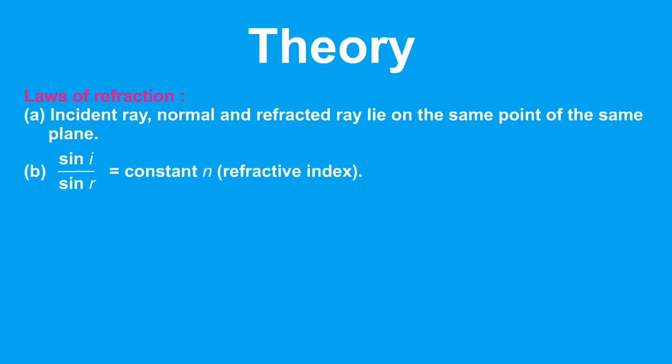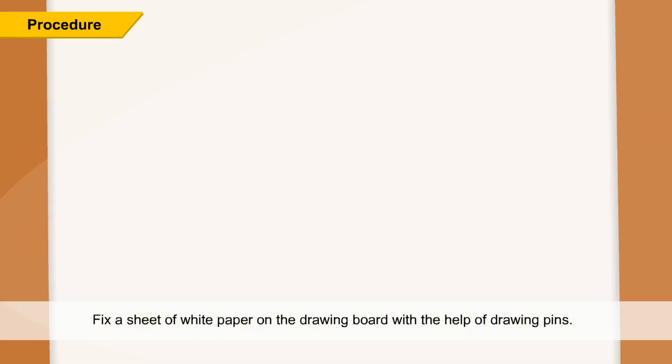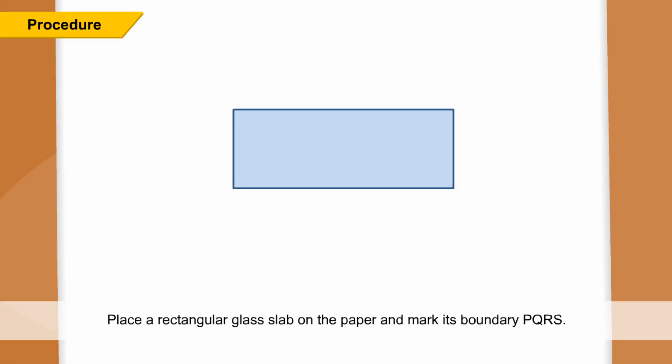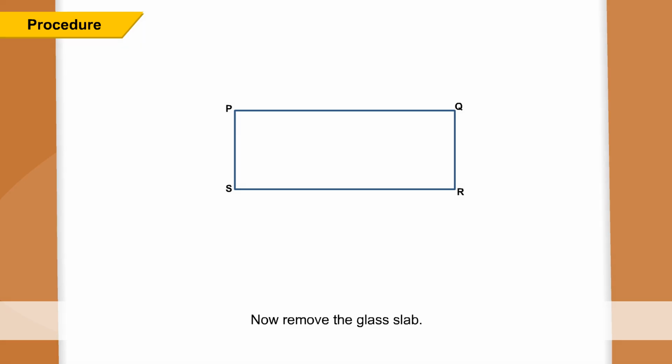Laws of refraction. Incident ray, normal and refracted ray lie on the same point of the same plane. Sin i divided by sin r is equal to a constant n, the refractive index. Procedure. Fix a sheet of white paper on the drawing board with the help of drawing pins. Place a rectangular glass slab on the paper and mark its boundary PQRS. Now remove the glass slab.